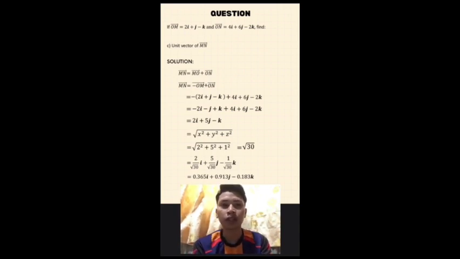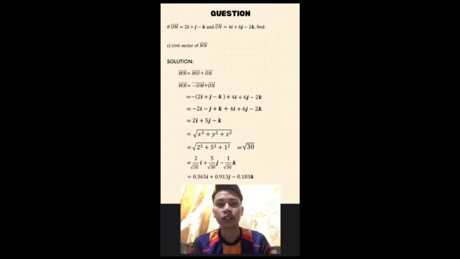First step is negative 2i plus j minus k plus 4i plus 6j minus 2k. So negative 2i minus j plus k plus 4i plus 6j minus 2k. The answer is 2i plus 5j minus 2k.